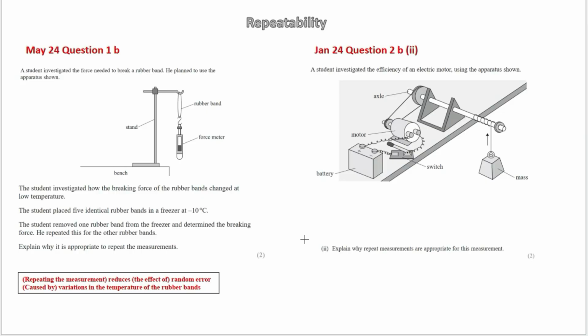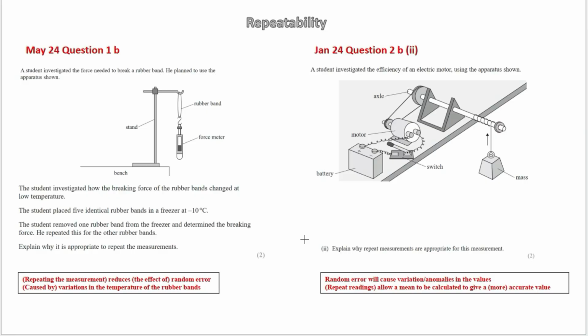For Jan 24, question 2b says, a student investigated the efficiency of an electric motor using the apparatus shown. Explain why repeat measurements are appropriate for this measurement. The format is going to remain the same. Let's see, what does the marking say?